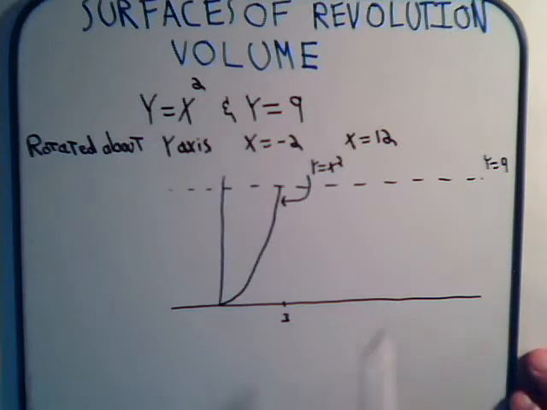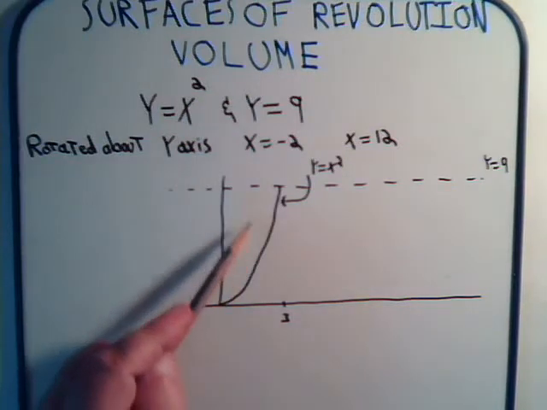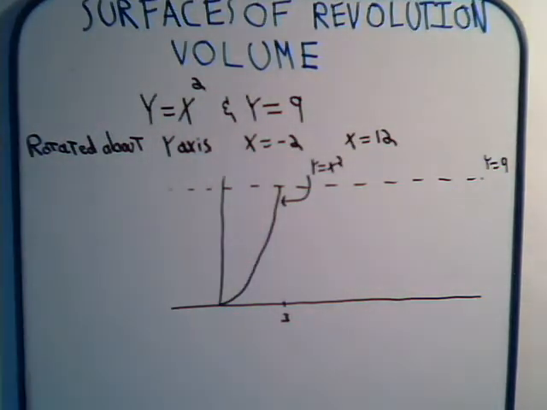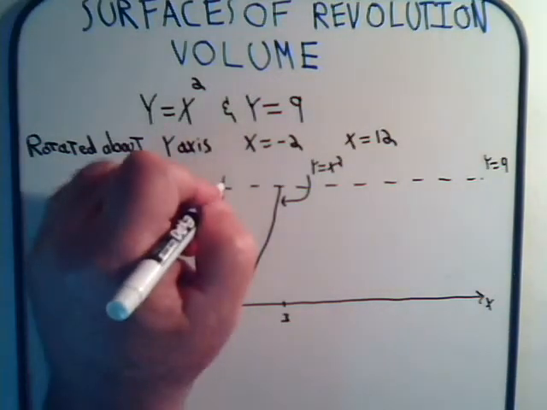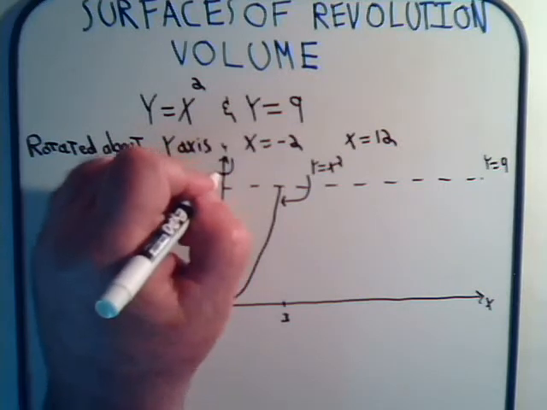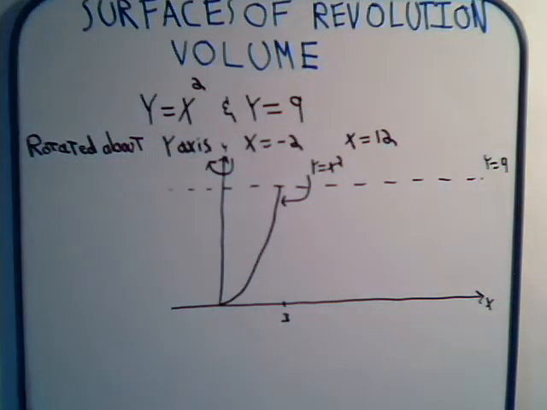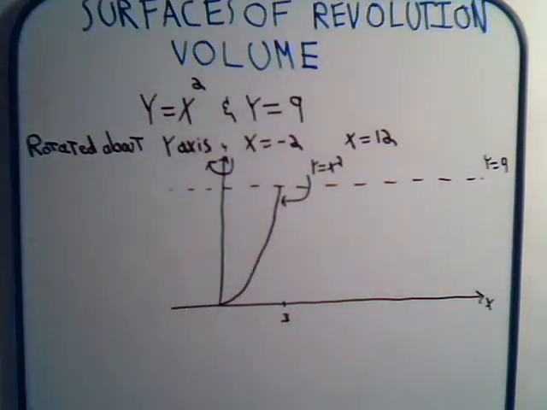It's always nice to label your different curves that you have in your diagram. And let's see, we're interested in the region between the curve and the horizontal line. So that would be this region right here, and this is the x-axis. Here we have the y-axis. I'm going to rotate it about the y-axis to give us our three-dimensional figure.